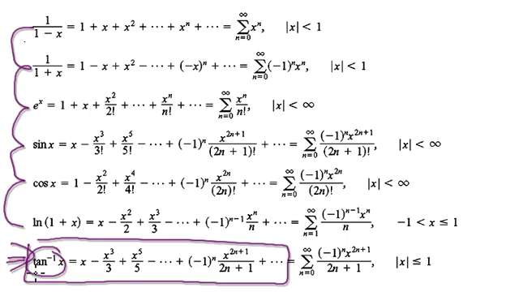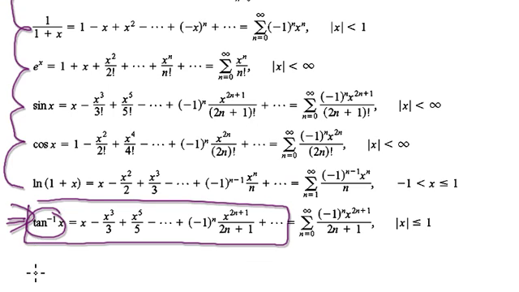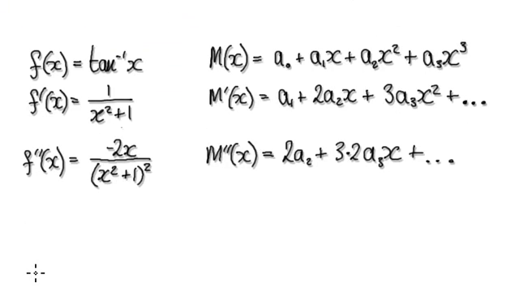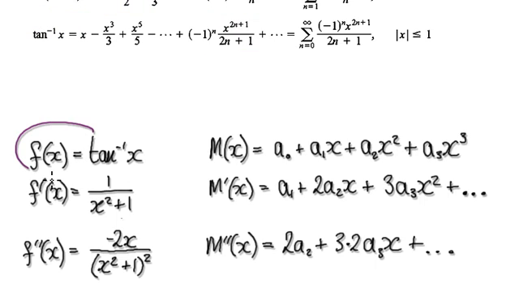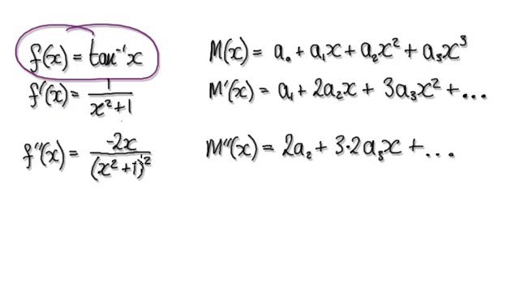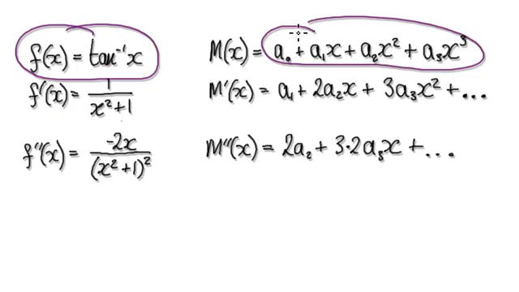But all this should be revision. You should already know this. So I'm just going to whiz through it. To come up with this series for inverse tan of x, we would start out with a function equals inverse tan of x, and then we would start out with the general series, and then differentiate this, and then differentiate this, and then differentiate this.